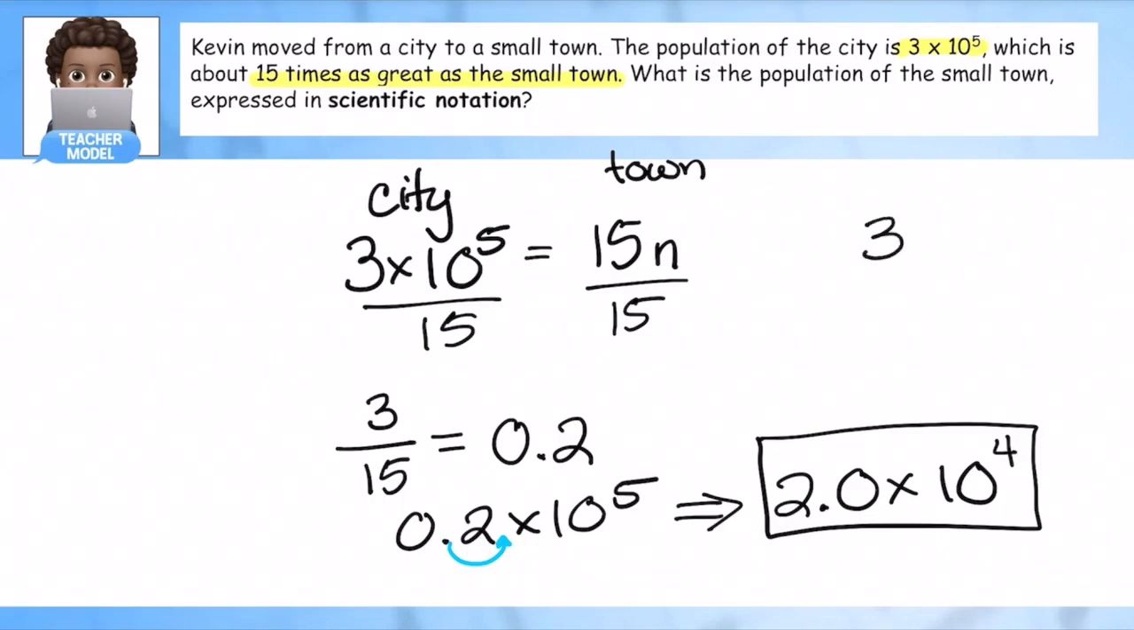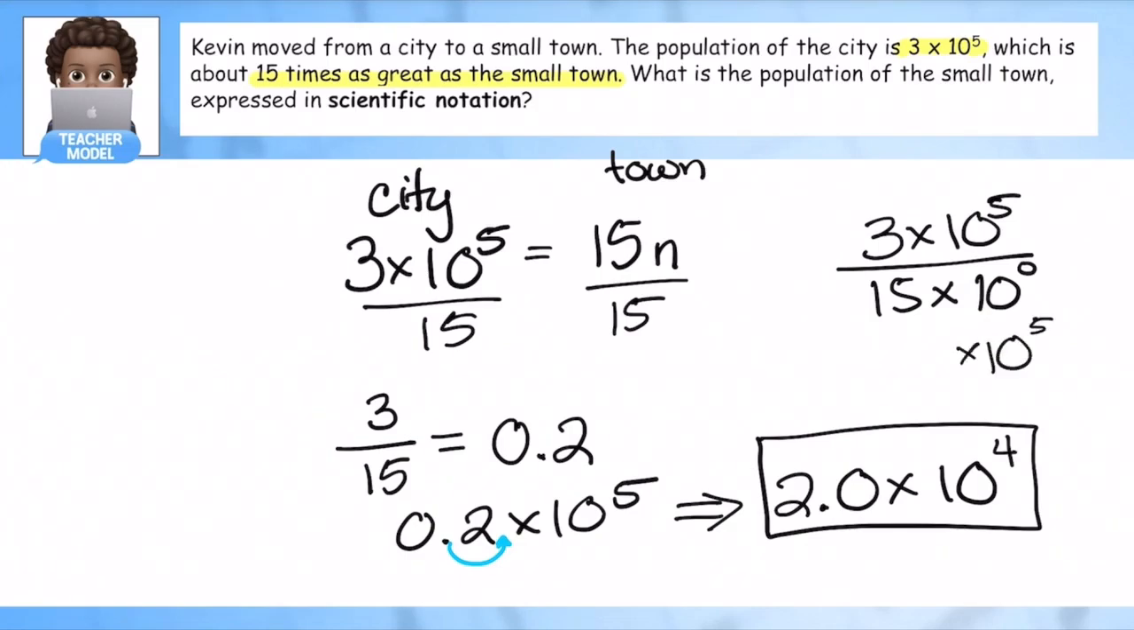If I had 3 times 10 to the 5th over 15, and I wrote 15 times 1, so 10 to the 0, there would be no change. The 5 is still just 5. So I would still do 3 divided by 15. So again, no change.